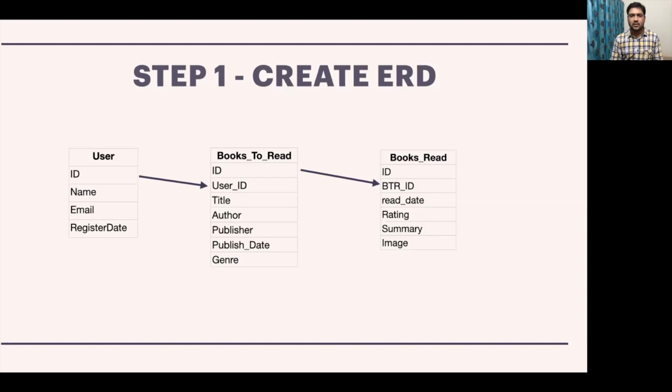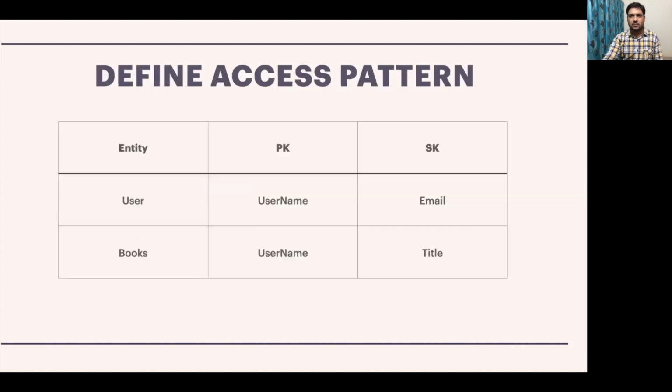These are the attributes that I've identified for them, and this will work for the relational database. But since the process is a little different, what we are going to do now is define the access patterns for the requirement. And after analyzing the requirement, these are the primary key and sort key definitions that I have come up with. I have only identified two entities: a user and a book.